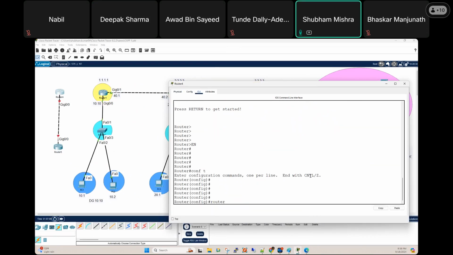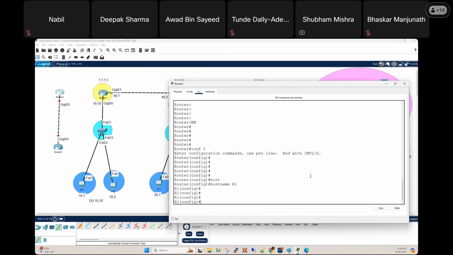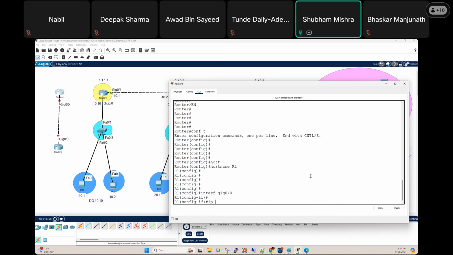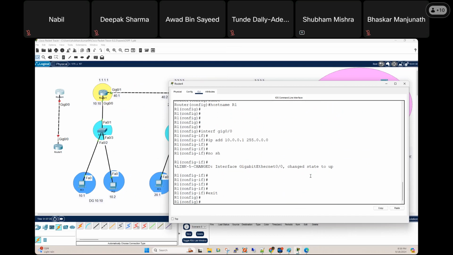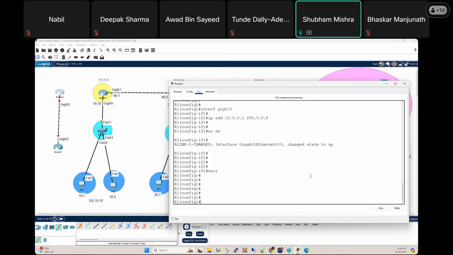Don't focus on what I am configuring. I will tell you later. Okay. Interface gig 0/0, IP address 10.0.0.1 255.0.0.0, no shutdown. So what did I configure here? The IP address on the router interface.